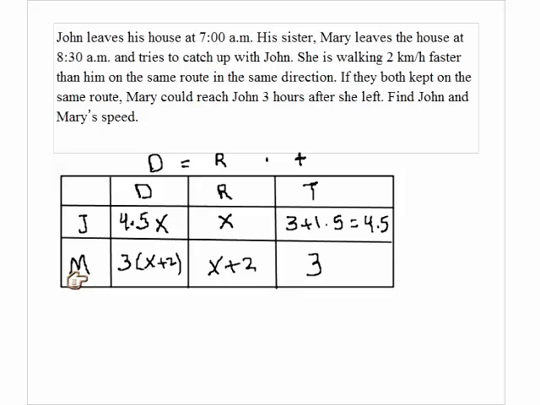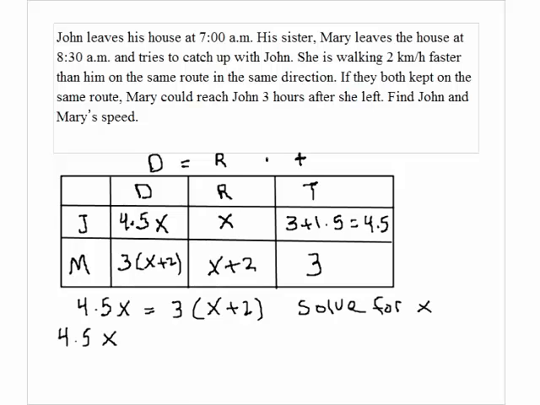Now what we need to do is write our equation. The distance that both cover is exactly the same, so we write 4.5x must be equal to 3 times x plus 2, and then simply solve for x. You distribute: 4.5x is equal to 3x plus 3 times 2, which is 6.